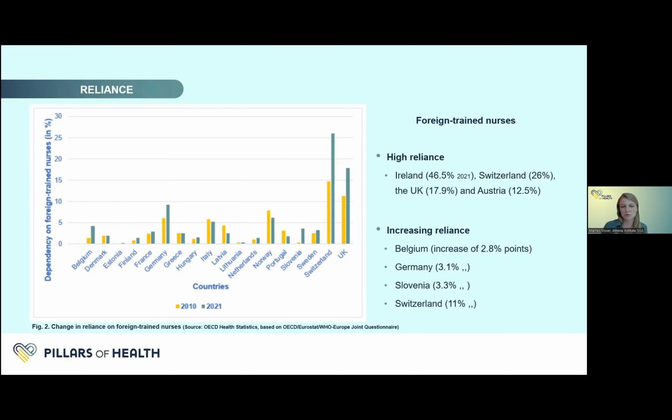But for some of the countries that show a high dependency, we also identified quite a high proportion of foreign-born workforce. So in general, we see in some specific countries a high reliance and an increasing reliance over time.